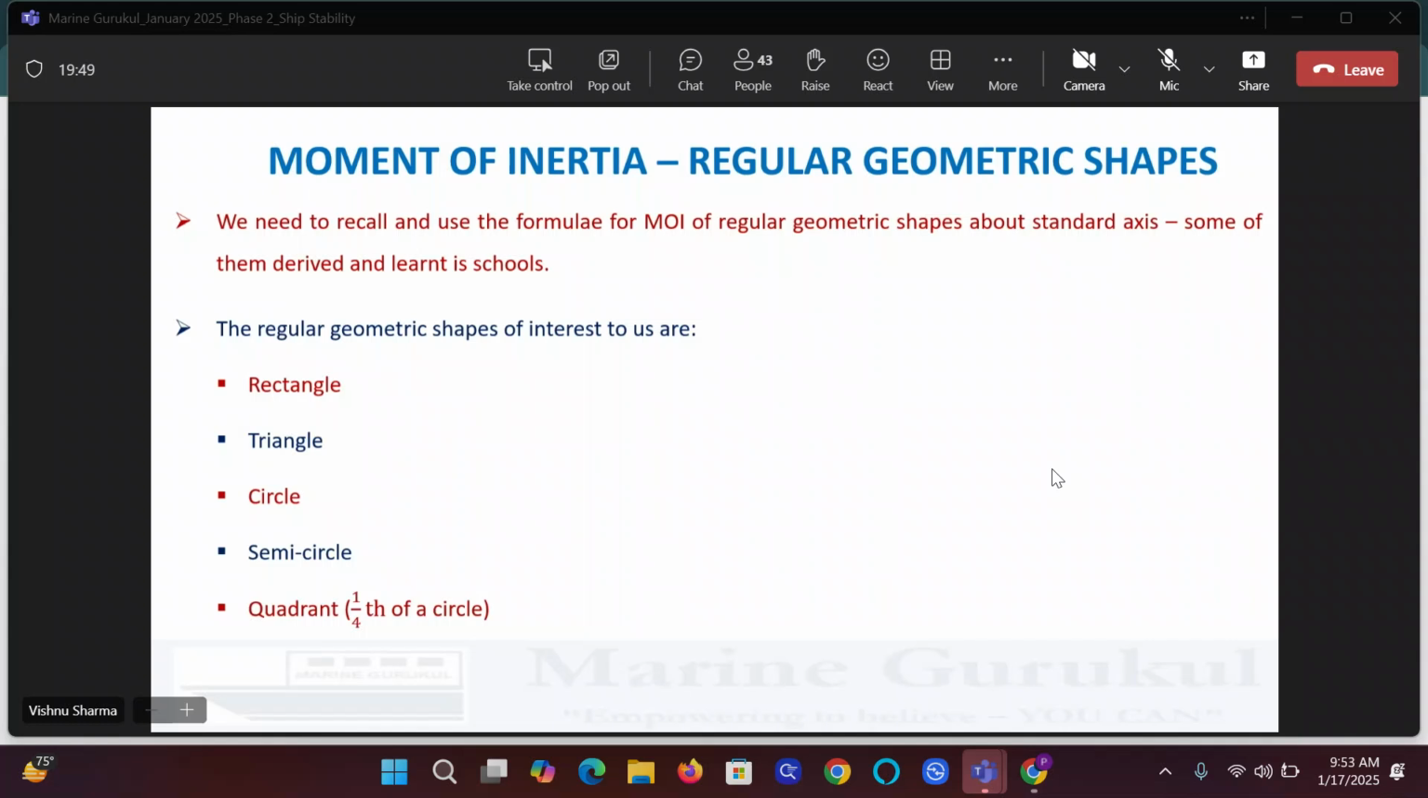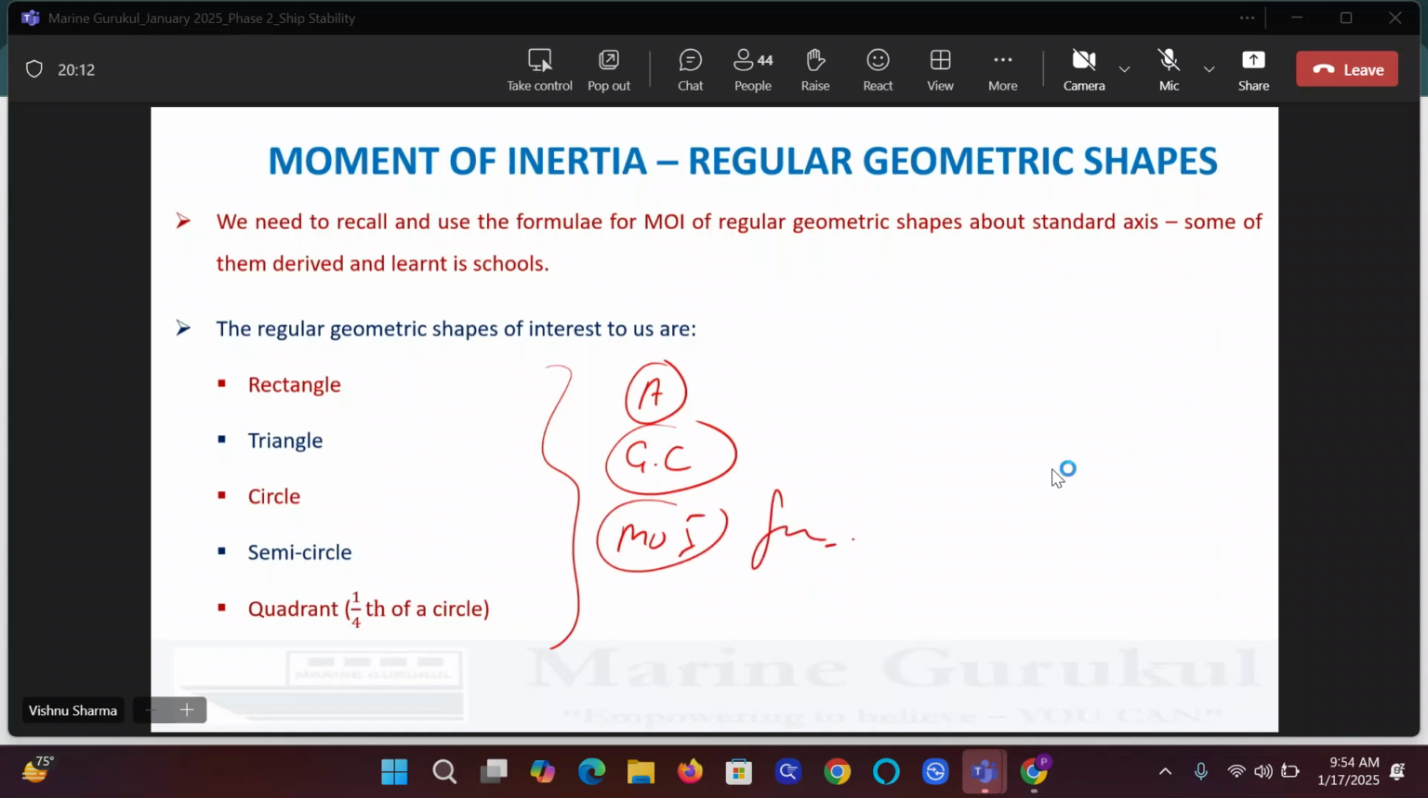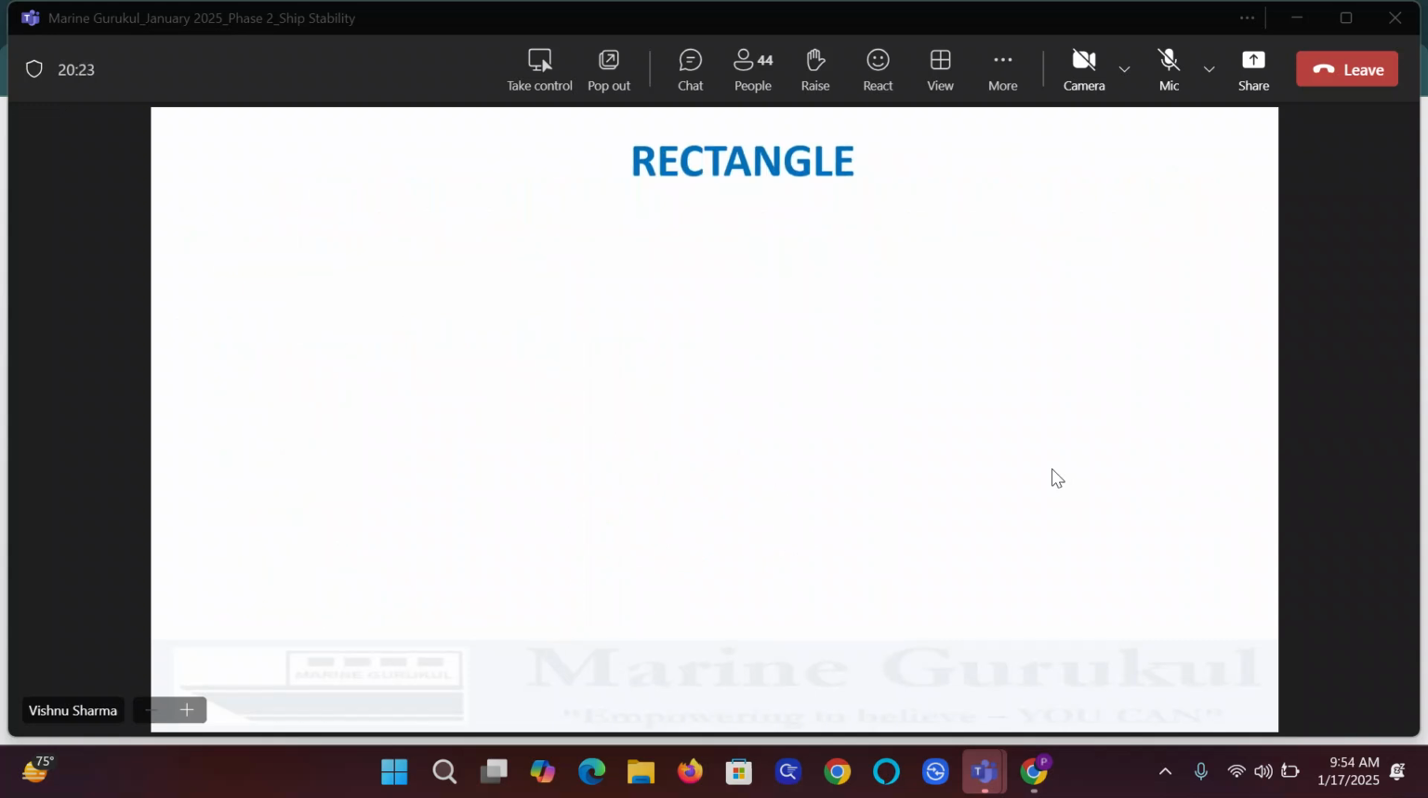So we shall learn some formulae for these shapes, formulae for their area. We'll learn 3 things out of it. First, what is the formula for the area? Second, where is the geometric center of that area? And third, some MOI formulae about some standard axis. So 3 things we'll learn. We'll start with rectangle. You don't have to waste time noting it down, because I have already shared the formulae with you in a PDF document. You can refer to that, no problems. Rectangle. If you still want to take it down, you can take it down.